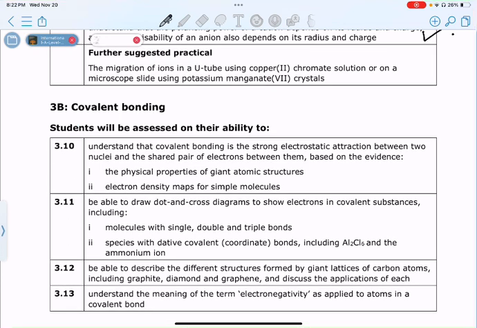3.1. Understand that covalent bonding is strong electrostatic forces of attraction between two nuclei and the shared pair of electrons, and be able to pair them up based on the evidence. The two evidences are the physical properties of giant atomic structures and electron density maps for a single molecule.